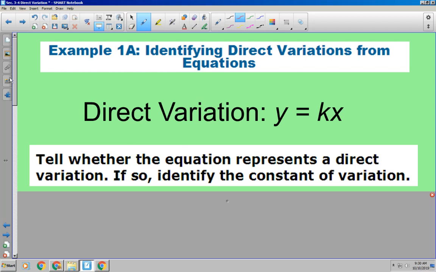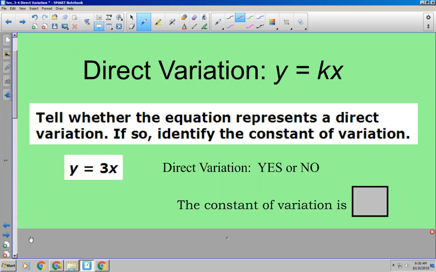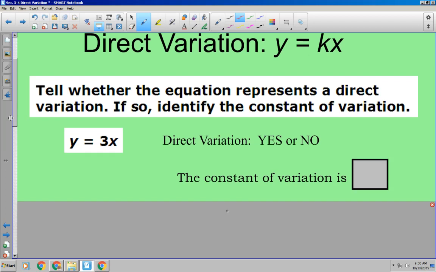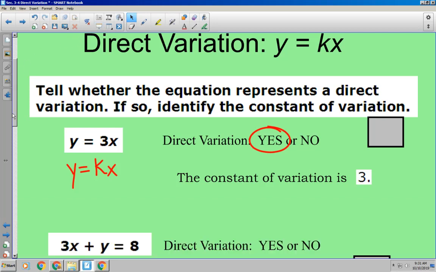All right, so quickly, we're going to take a look at just four equations, and if you have to stop and pause, you can do that for sure, but I want you to ask yourself, is this a direct variation? So in your mind, here's what I'm thinking. Can I write this in the form y equals k times x? I think the answer to that question is yes. And what is my constant? Well, what's in place of that k? It's a 3.